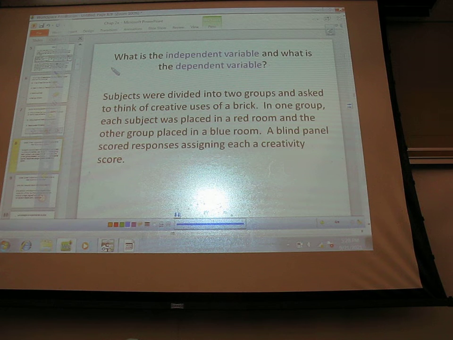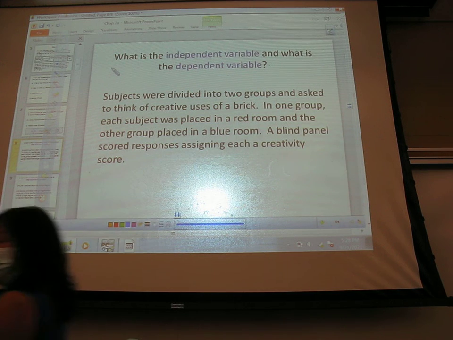Like say you're one of the people. What's one thing I know about you? About groups. What group you're in. Yeah, whether you're the red group or the other group. So what group you're in. What's another thing I know about every single person? Their score. Their creativity score. So those are my 2 variables. What color room they're in, and what their creativity score is.